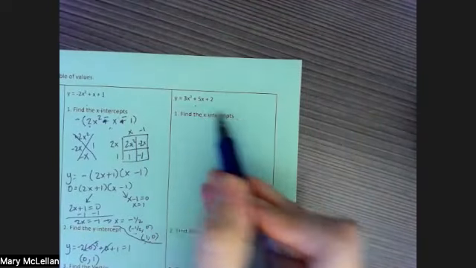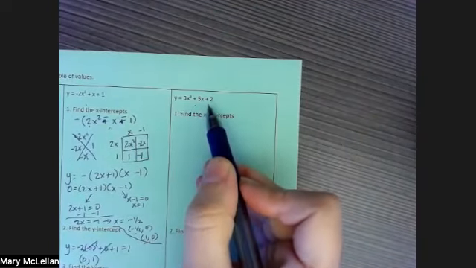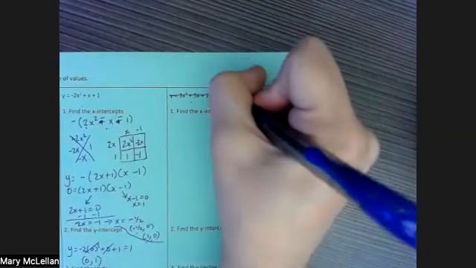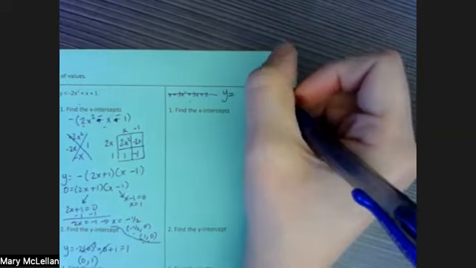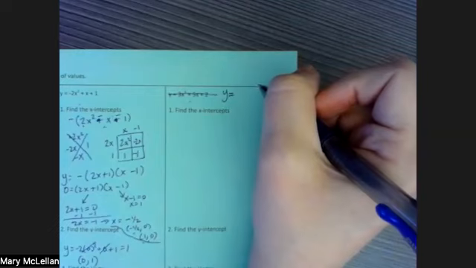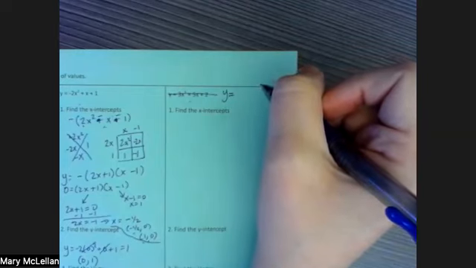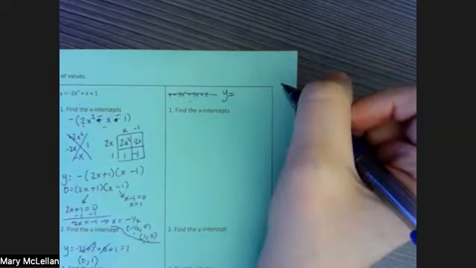Okay. The last one says y equals 3x squared plus 5x plus 2. But that is a typo. It should be y equals 2x squared plus 4x minus 6.